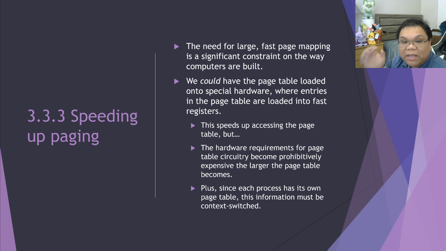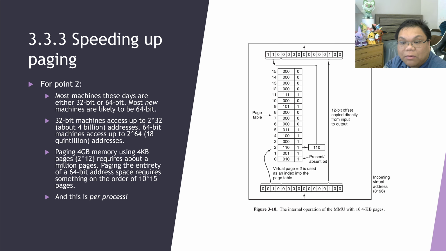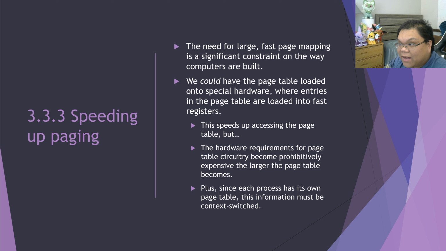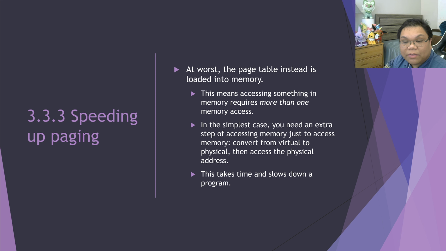This of course speeds up accessing the page table, but it makes the system more expensive because the hardware needed is itself expensive. Plus, we gotta context switch this information every time we context switch processes. So, we could have the page table loaded into special hardware, but that is expensive. But what if we didn't need to load the whole thing at once? Can we do that? And the answer is yes, and I'll get to that in a little bit.